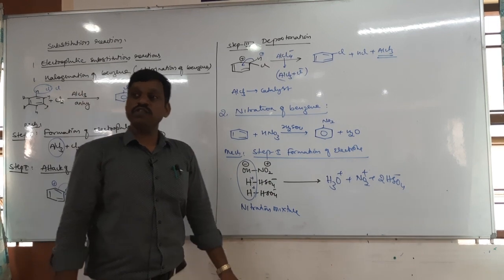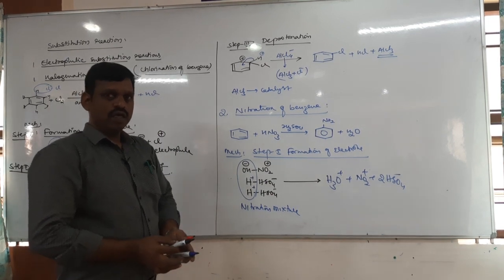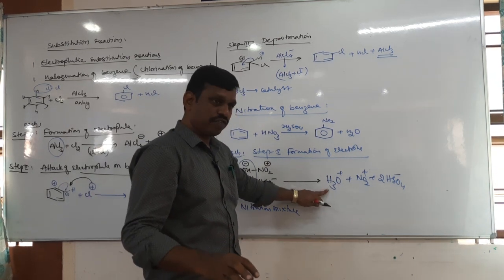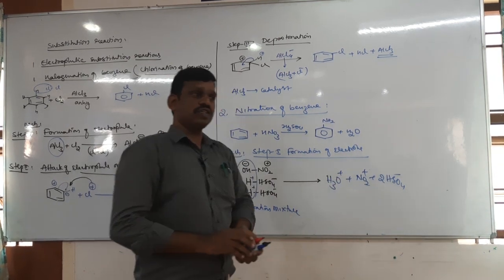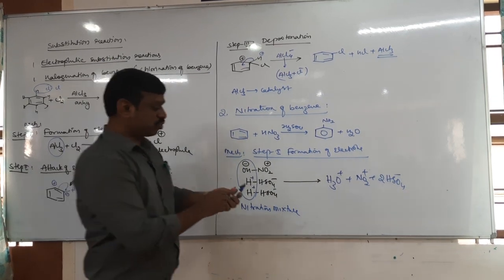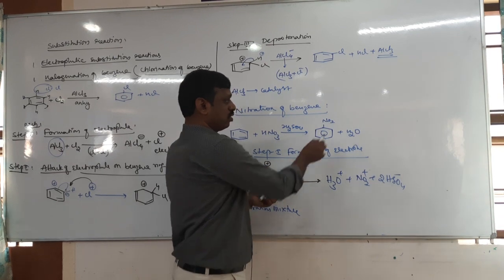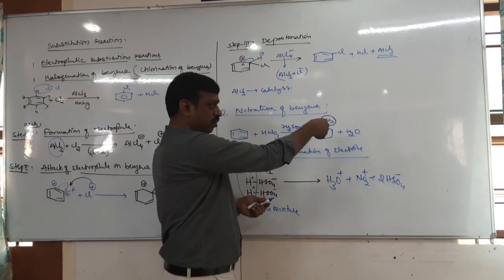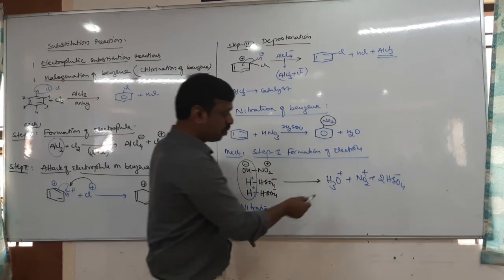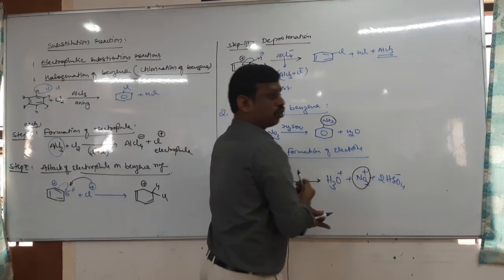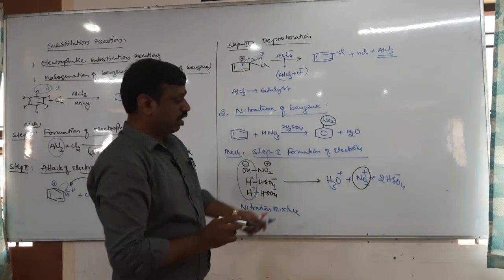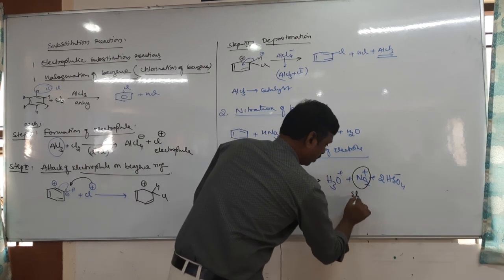Now the question is, which is the electrophile? Electrophiles are electron deficient species. This is electron deficient, positive. This is also electron deficient, positive. Which is the electrophile? In electrophilic substitution, here NO2 is substituted. That means NO2 is placed here. So it must be NO2 plus only, therefore not H3O plus. NO2 plus is the electrophile.